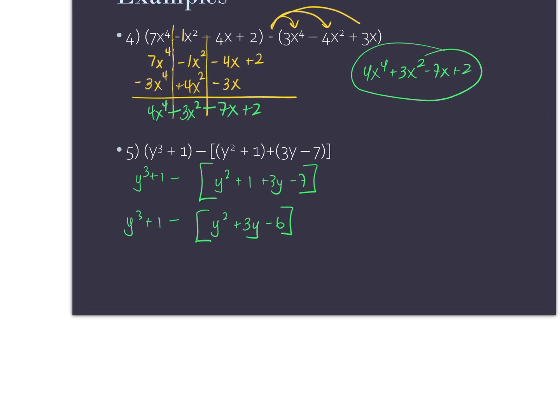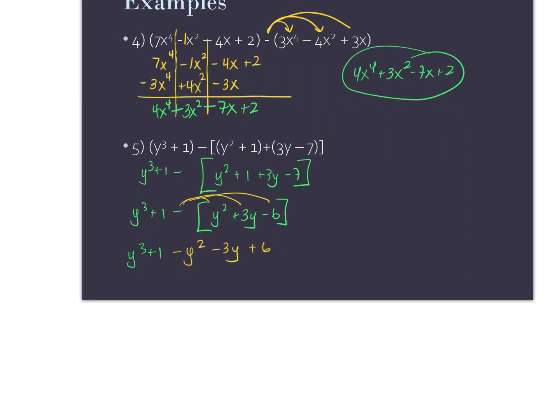Now I think I'm ready to distribute the minus to all the different terms, right? So it's going to be y cubed plus 1, and then I'm going to have minus y squared minus 3y plus 6. And so again, now I'm looking for my like terms so I can combine them all together. So y cubed, there's no other y cubed, so there's no other like terms. I've got minus y squared, no other like terms for that. I've got minus 3y, no other like terms for that, and I have plus 1 and plus 6, which is plus 7. And so there you have your final answer.